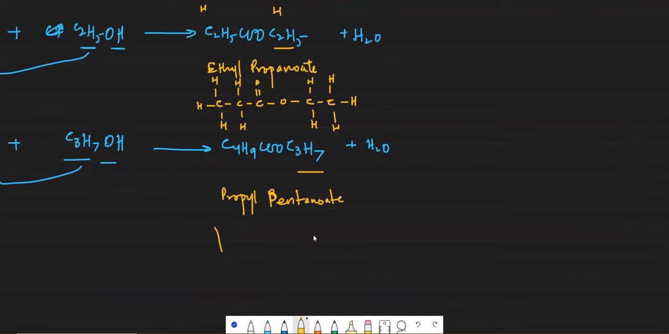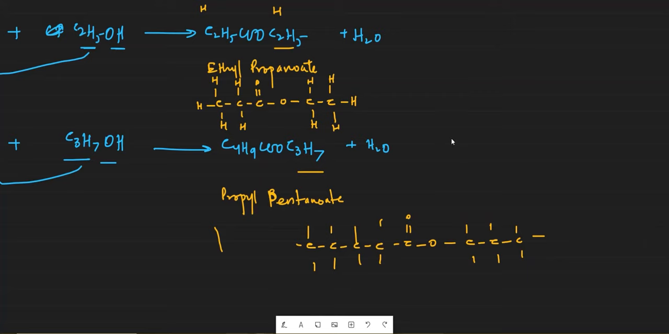C4H9. There you go, C4H9. I'm not writing hydrogen now. C4H9, C double bond O. So you'll have to show this C double bond O here. Then C3 and H7. 1, 2, 3, 4, 5, 6, and 7.